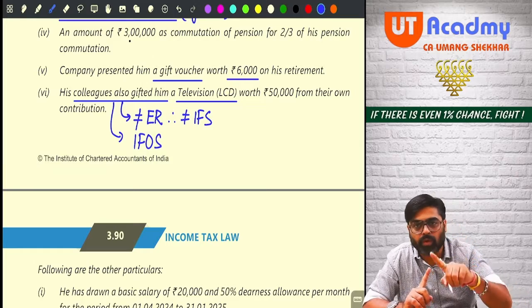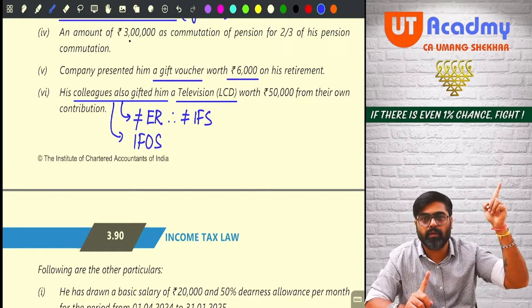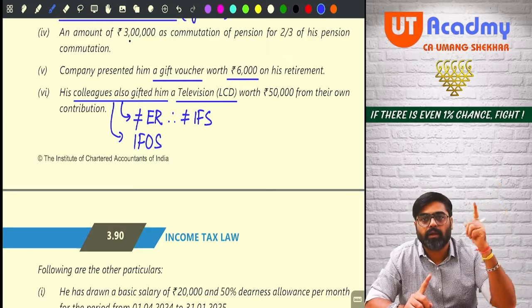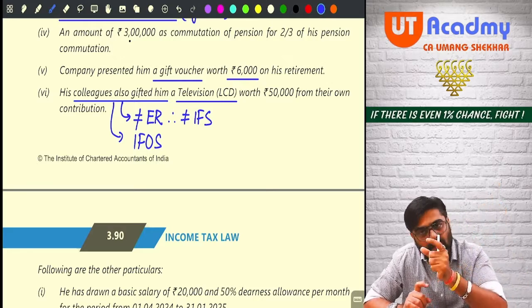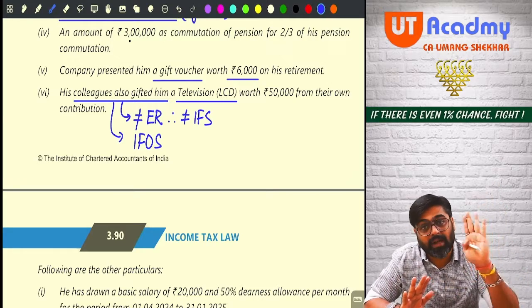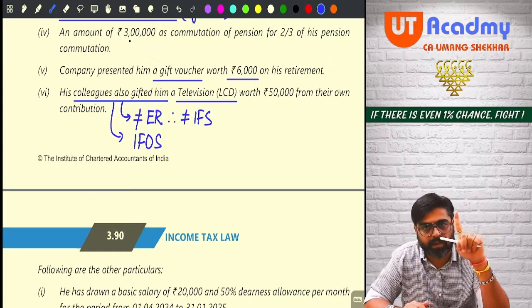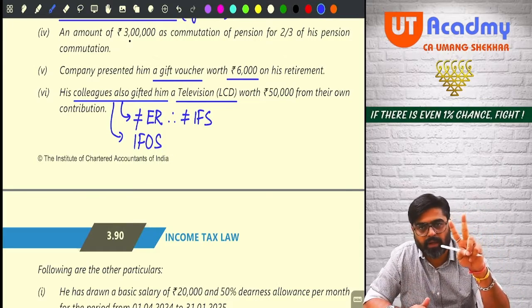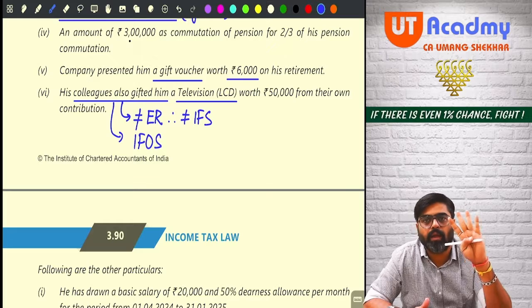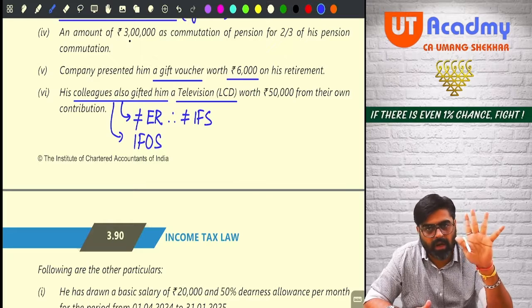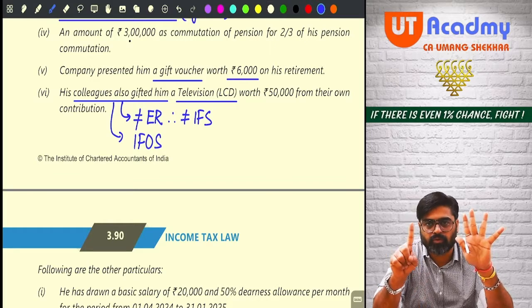this you don't know right now. You will come to know in the IFOS chapter that only a few movable assets you receive as a gift will be taxable under the head IFOS. That is P for paintings, J for jewelry, D for drawing, A for artwork, A for archaeological collections, S for sculptures, and S for shares.